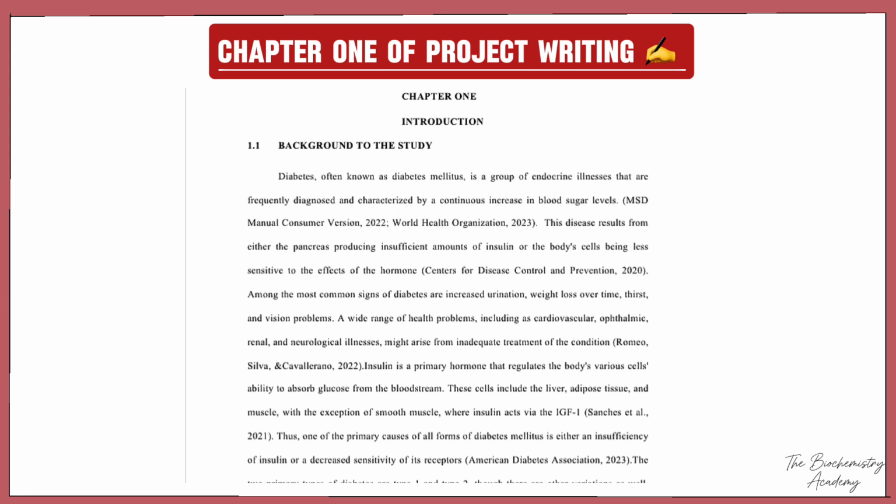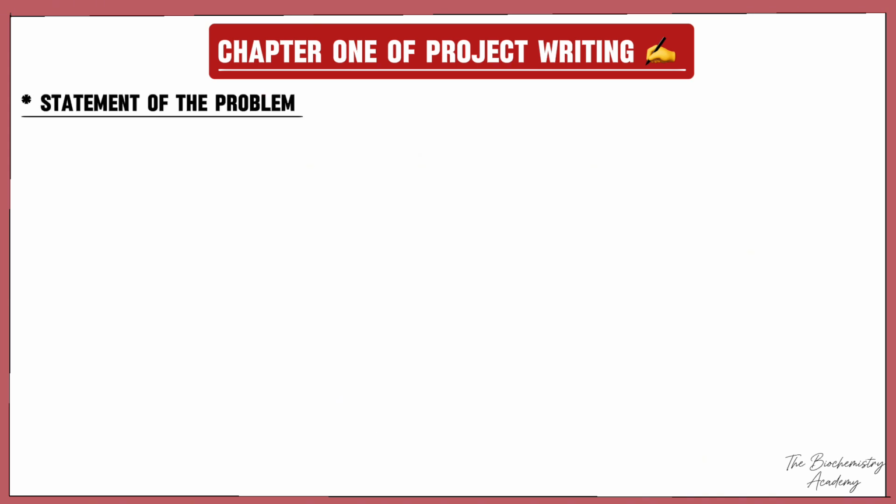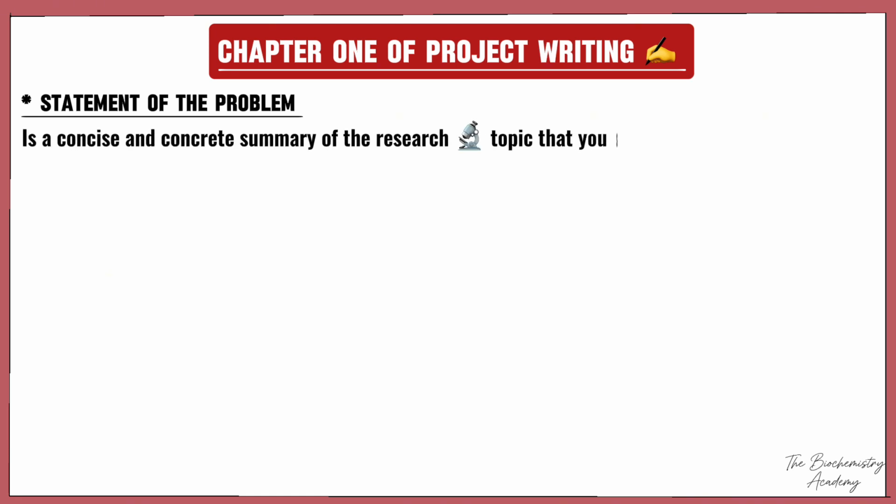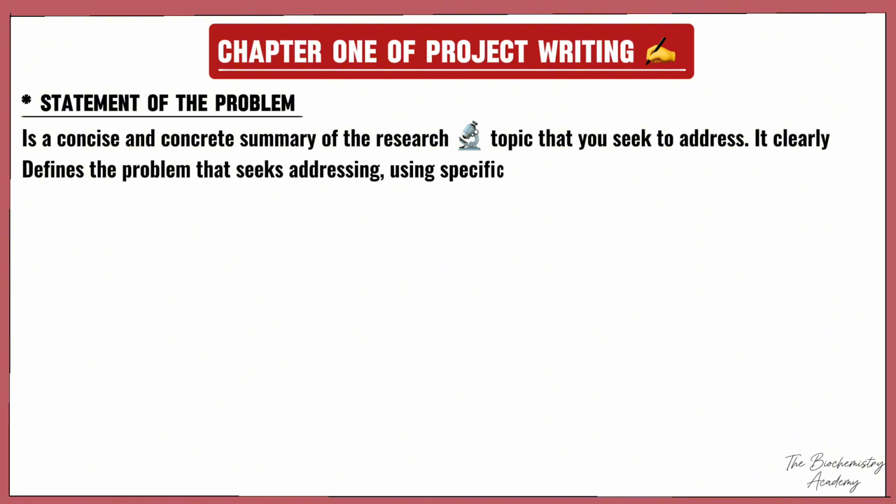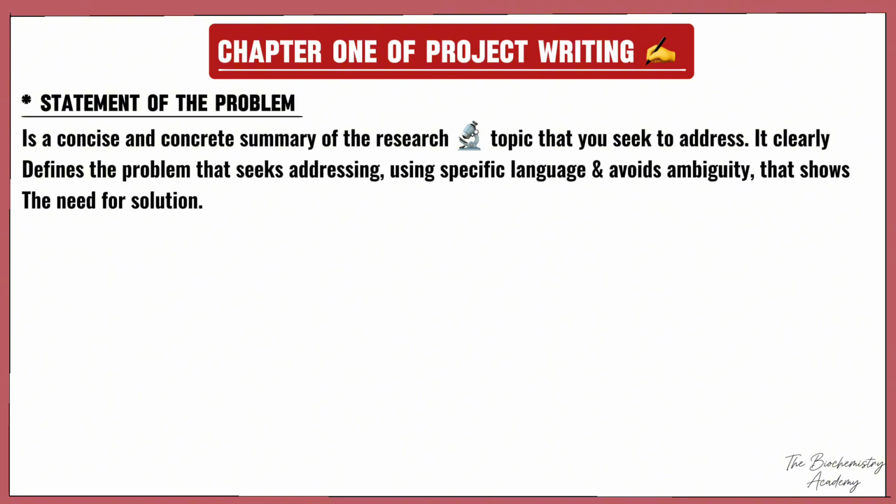Now, let's move to the next one, which is the statement of the problem. The statement of the problem is a concise and concrete summary of the research problem that you seek to address. It clearly defines the problem that you are addressing using specific language and avoids ambiguity, which shows the need for a solution. It emphasizes the potential benefit of addressing the problem. It is usually 1 to 2 paragraphs, which is concise and direct. An example of the statement of problem looks like this.